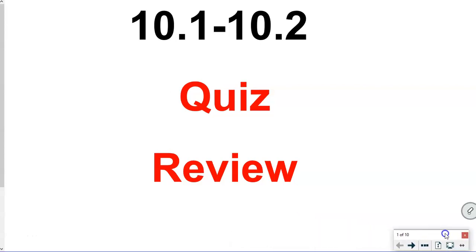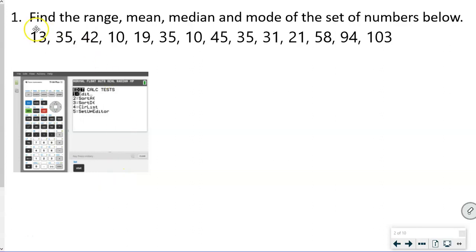So in this video, I'm going to go over the review for the quiz, okay? So first we want to find the range, mean, median, mode of the set of numbers below. So we're going to enter this set of numbers into our calculator.